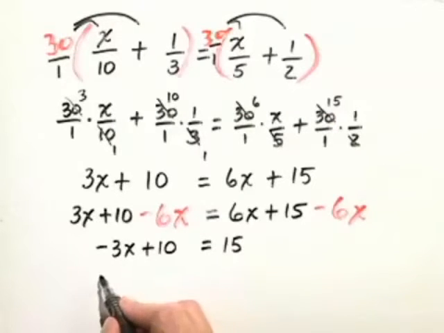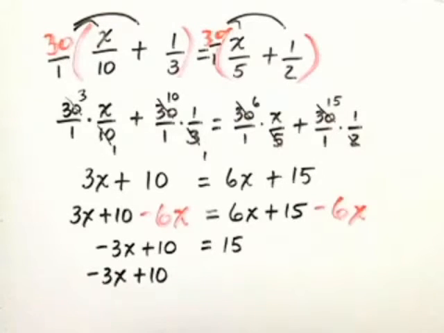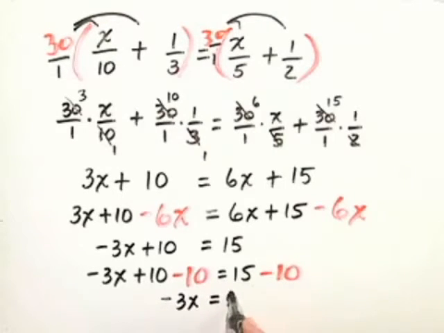Let's now subtract 10 from both sides to move the constants over to the right. Negative 3x plus 10 minus 10 equals 15, again, minus 10. So we really have negative 3x is equal to 5.